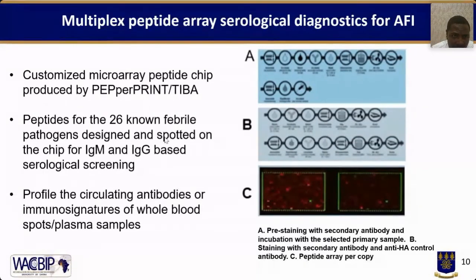With this peptide array chip, we are profiling the circulating antibodies in the blood, in this case in a blood spot. That means we need a very small volume, which is an advantage, because for the TaqMan, you need at least 2.5 ml of blood to have a total nucleic acid extraction. But with this, we get a blood spot. So the assay is still being developed. We have made our chips ready with the 26 pathogens, and we are still optimizing the system to detect these organisms in our clinical samples. Next slide, please.